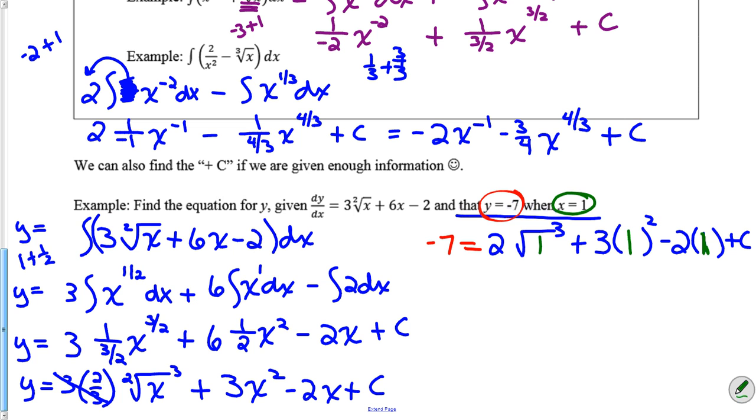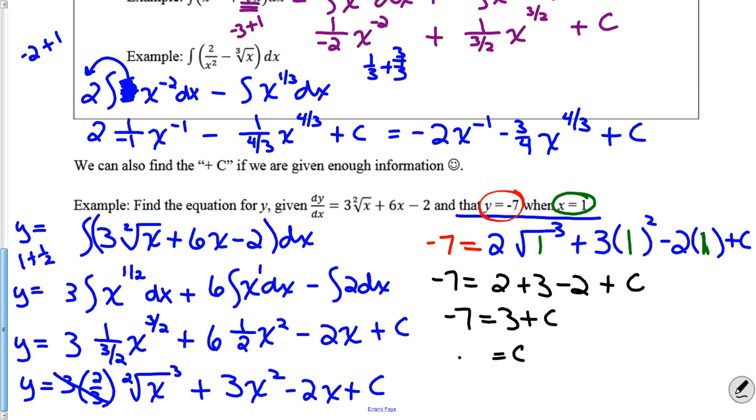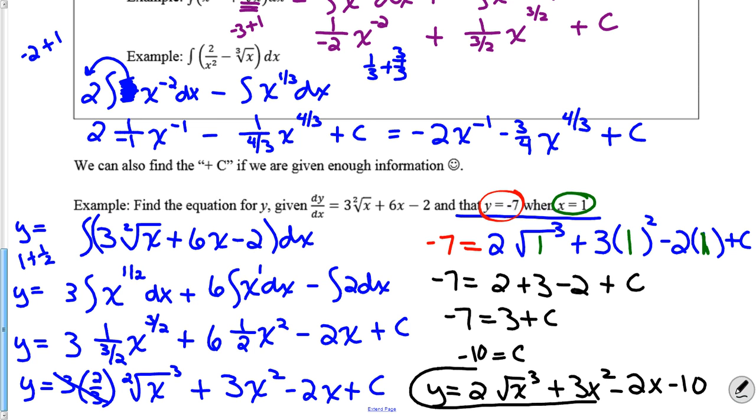Okay, so now I'm just going to work out my arithmetic with this. So I have negative 7 is going to be 2 plus 3 minus 2 plus c, and that tells me negative 7 is equal to 3 plus c, so c is equal to negative 10. And now I can rewrite my y. So my final answer will be my y is 2 square root of x cubed plus 3x squared minus 2x, and then instead of c, I'm going to write my actual c in there, which is minus 10.